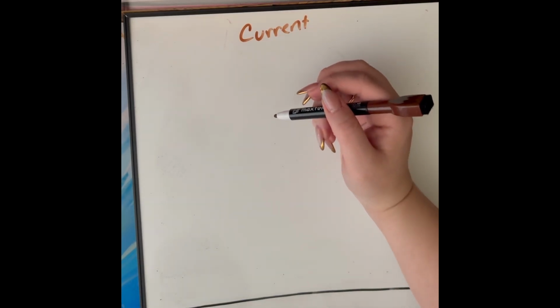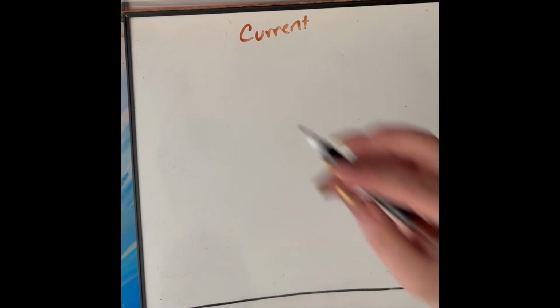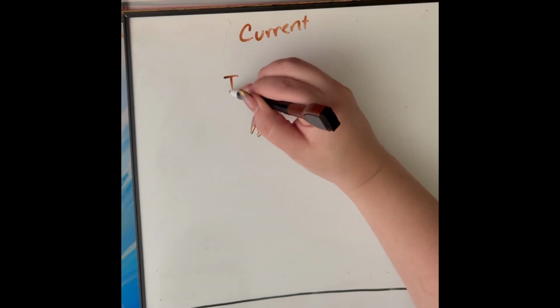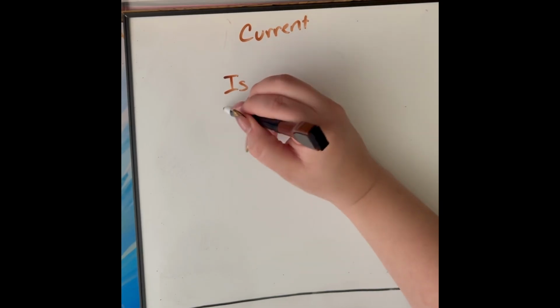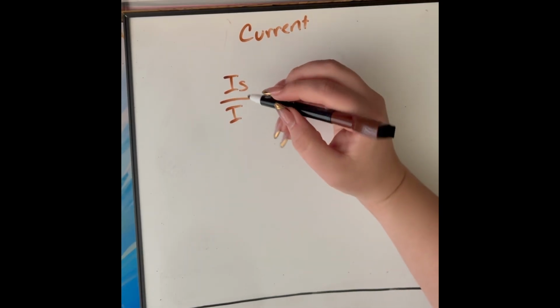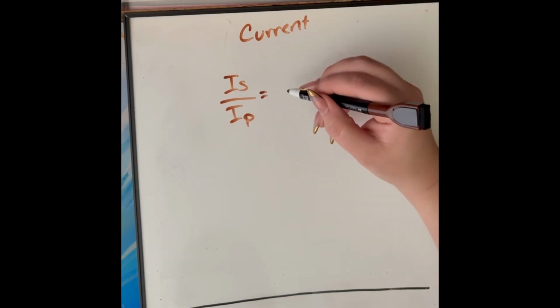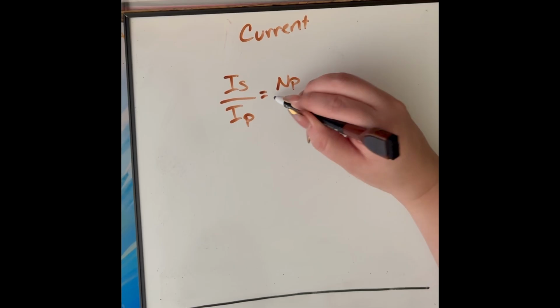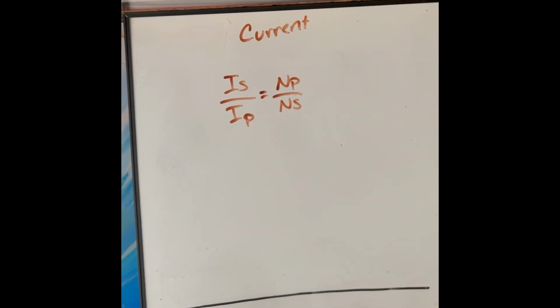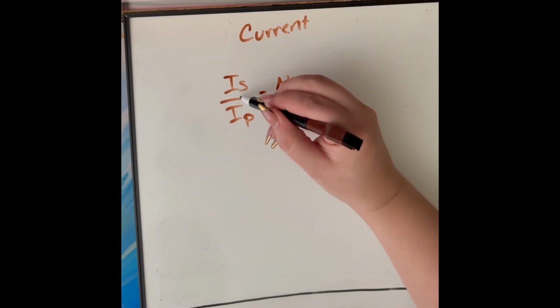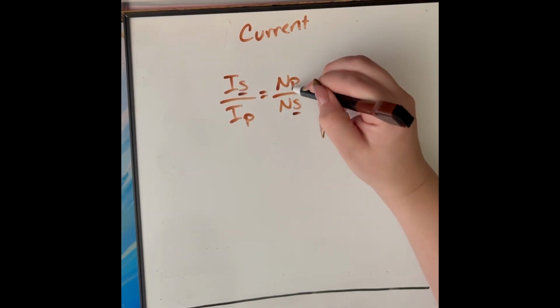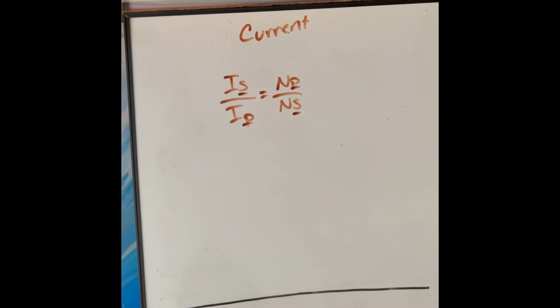Now, our formula, if we were looking for just our current, would be IS. I is going to be what our current is. I don't know why it's not a C, I don't know why it's not an A, but that's just what it is. IS equals NP over NS. Now this one does matter a little bit more on how we set it up, because if we notice, our S's are opposite and our P's are opposite. Just like on our inverse square law where things were inverse, this is the same situation.